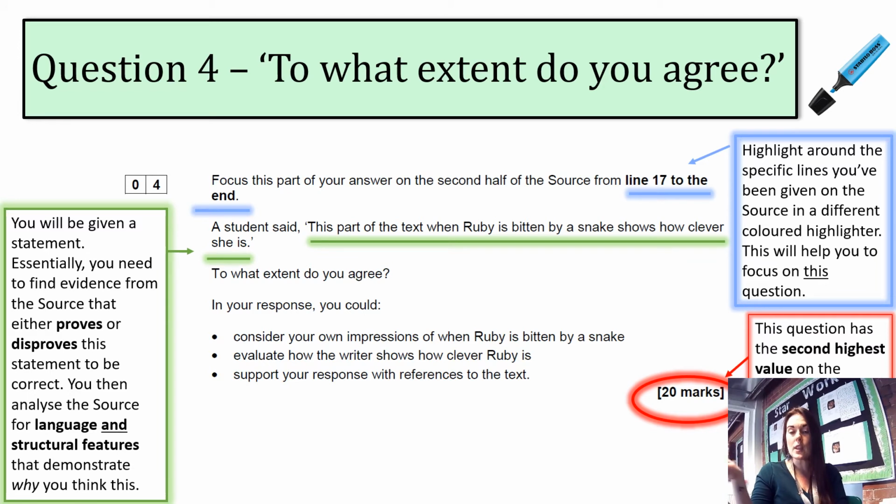So use your highlighter in the exam so you know what you're looking for, and it will always be a student says. So in this case, a student said, this part of the text when Ruby is bitten by a snake shows how clever she is. You have got to say, I know she is clever because of the language and structural devices used. The writer has used certain words, certain phrases, certain structural devices to give you the impression that she is clever. So therefore you've got to talk about what gave you that impression. Okay, so you've got to prove it or disprove it using the language features as your evidence.